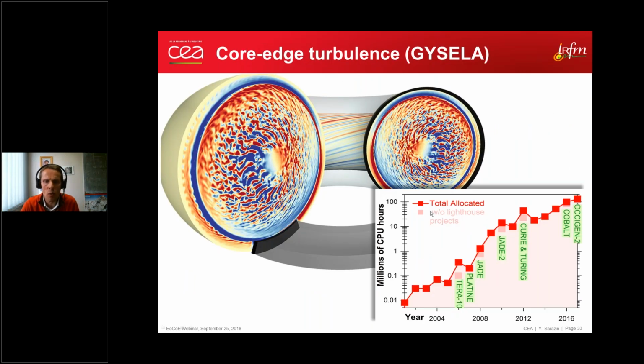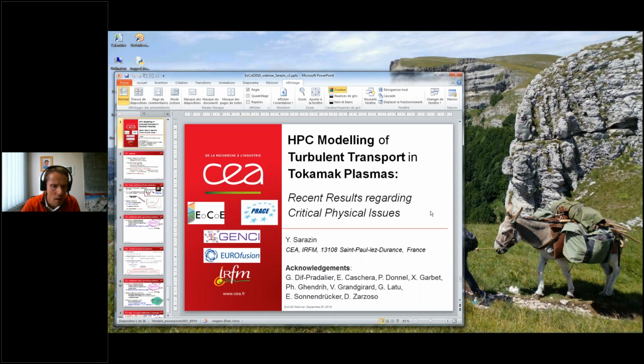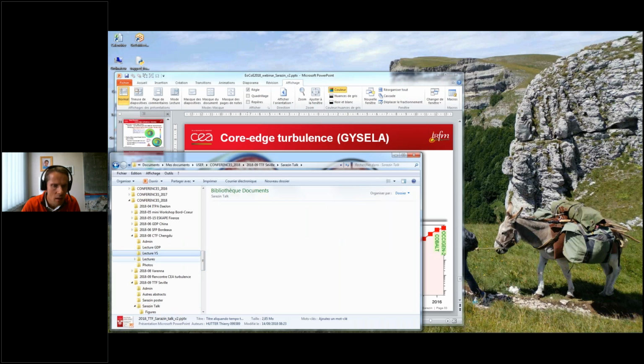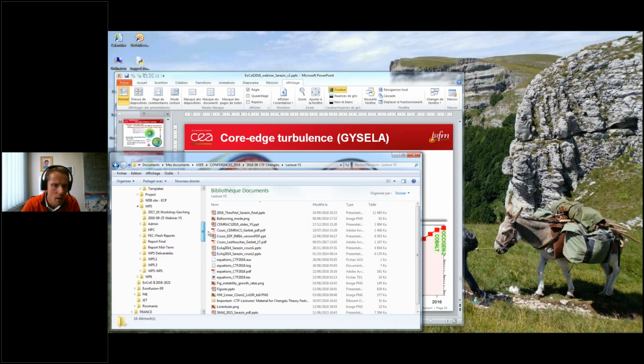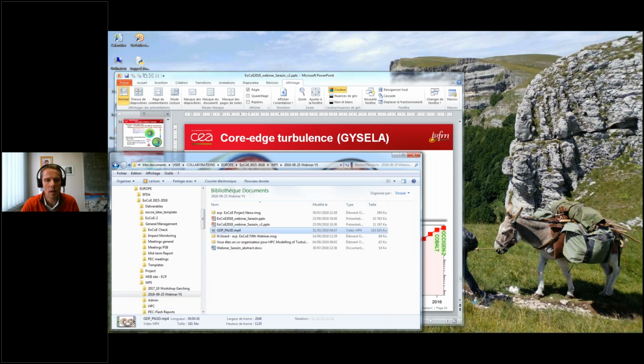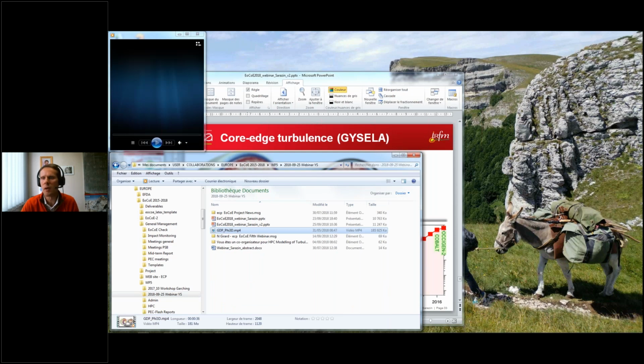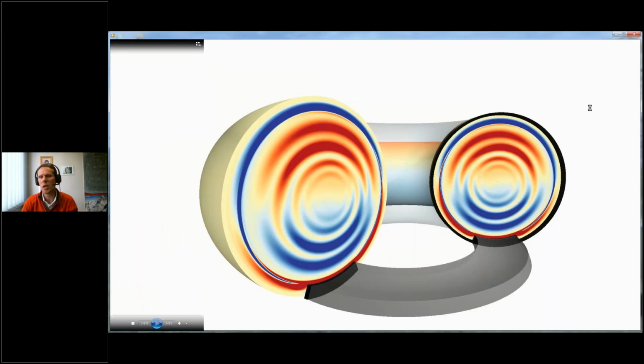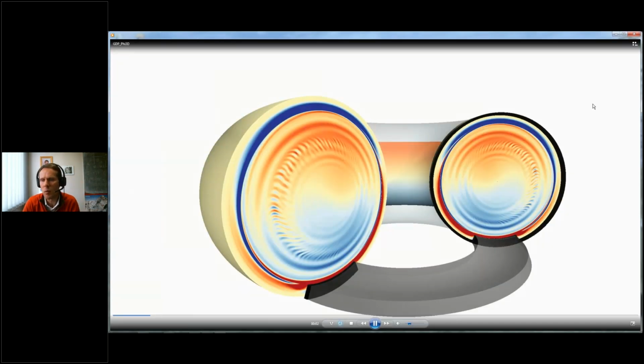Maybe I can show you a movie just to finish. Let me, no, not this one. Yeah, here is a movie of a simulation of Gysela with the scrape-off layer.